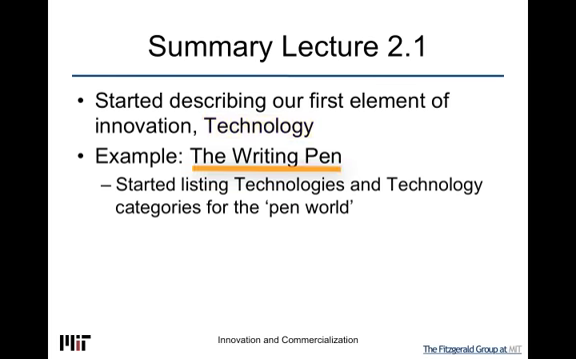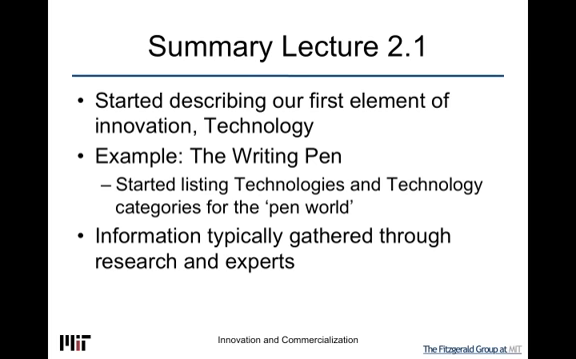We started with an example of a writing pen. We're going to continue with this example for the first part of this class just because it's something everyone is familiar with. And we started listing the technologies and really the technology categories, because note that what we're really listing could be some of the technologies could be broken down into separate categories as well. So keep in mind that there's many subcategories as well, but we started listing them. And then we mentioned how this information can be gathered.